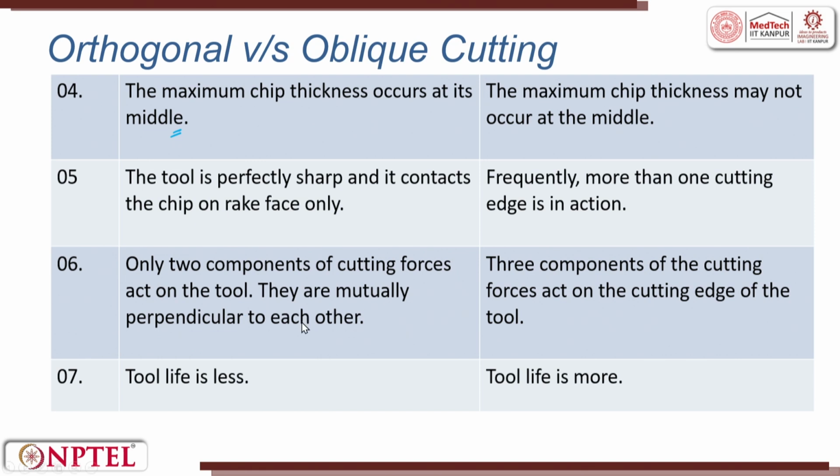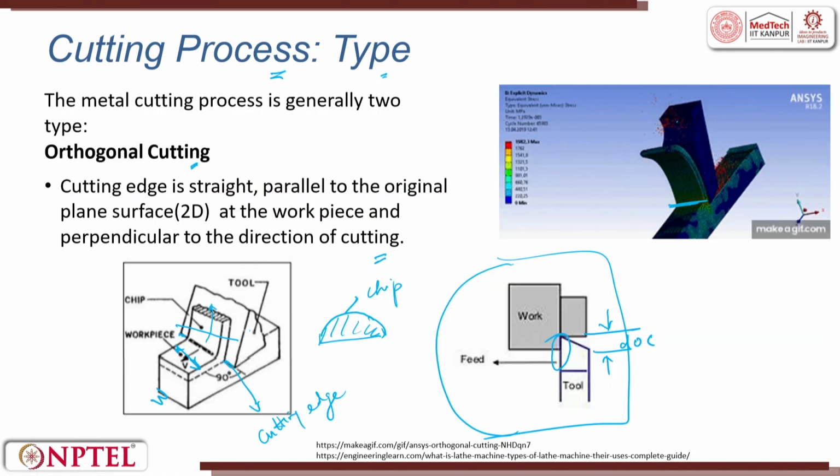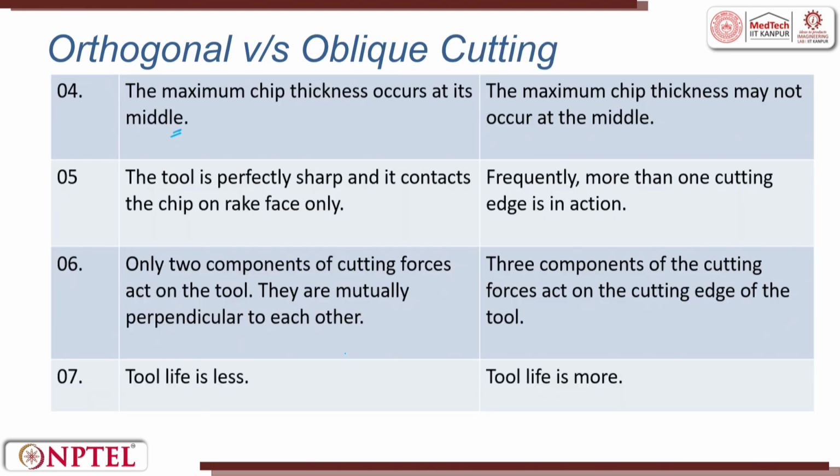The tool life is less because the chip is completely in contact and it is perpendicular to the cutting edge. So all these things lead to these 3 points. The tool is perfectly sharp because the cutting edge is normal and is contacting the chip at the rake face only. When you try to resolve the forces, you will have only two components. One is the thrust component Ft and the other one is the radial component Fr. So you will have only two components.